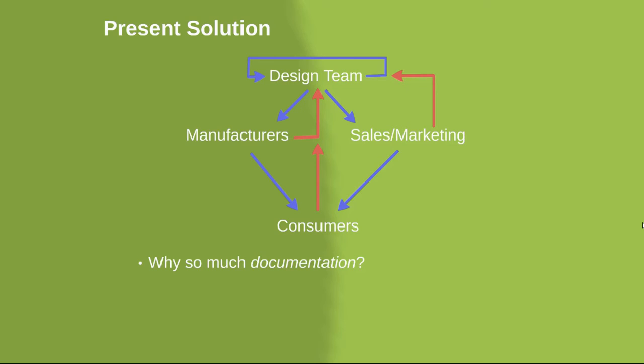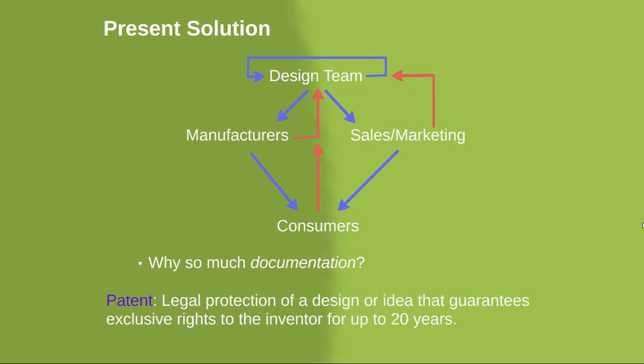Another major reason to document projects is to protect your ideas. Most designers seek patents for their inventions. A patent is a form of legally binding protection for a design or an idea, and it can guarantee the inventor exclusive rights to that idea for as long as 20 years. That means the inventor has a 20-year head start to make and sell their product before anyone else is allowed to try. This encourages people to take risks, invent, and push the limits of what is possible in technology.